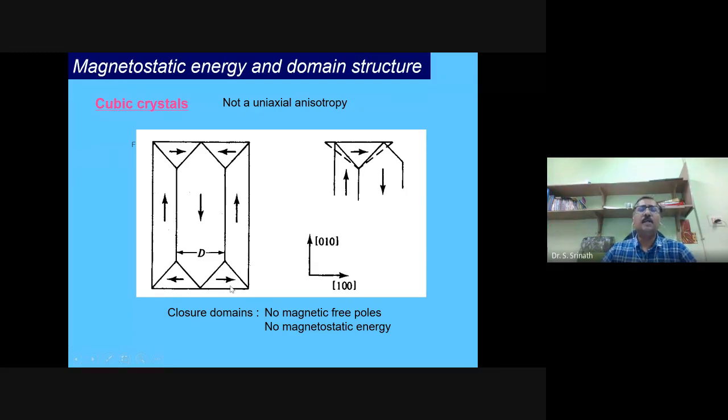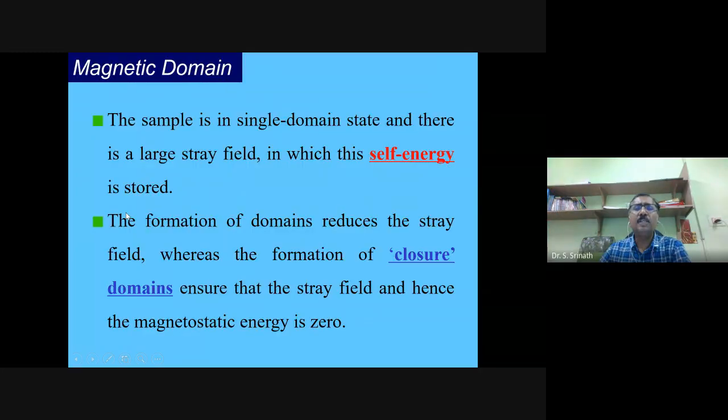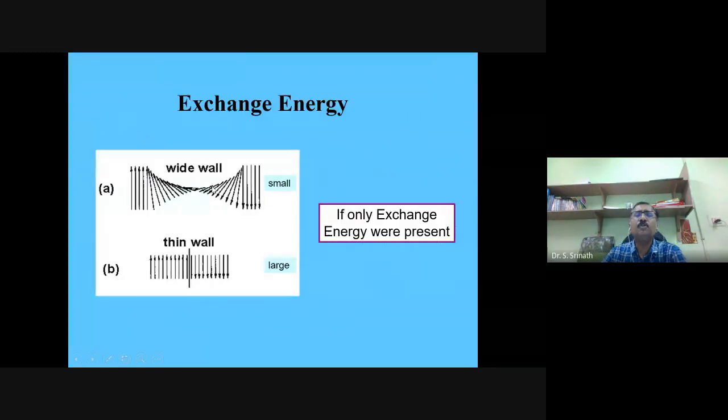The closure domains, meaning the domains which are making sure that there are no surface poles, will always be smaller in size in comparison to the larger domains. So to make the magnetoelastic energy minimum, that is the role. So this shape is coming purely because of magnetoelastic energy. I'll not go into more details on that, but I'll come back to this point here.